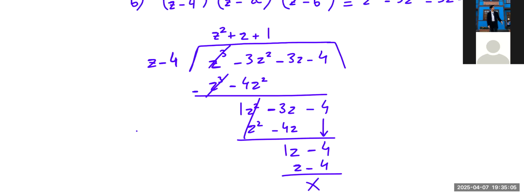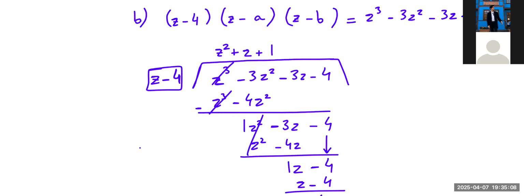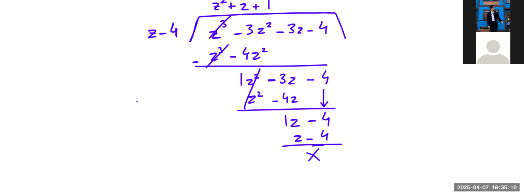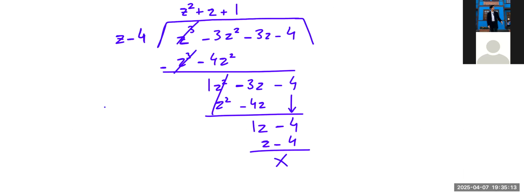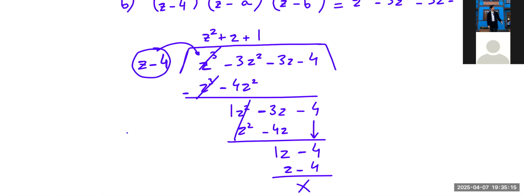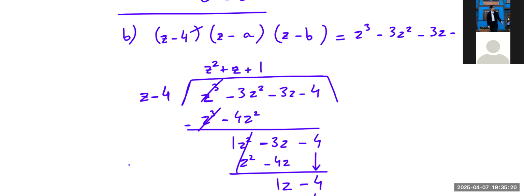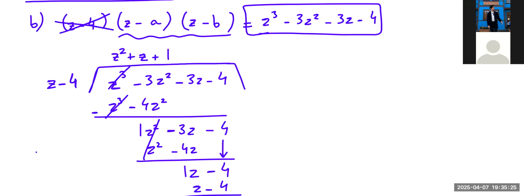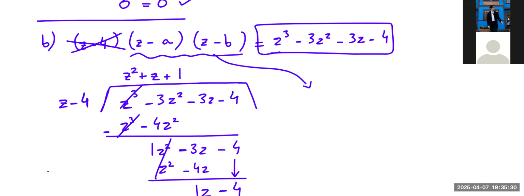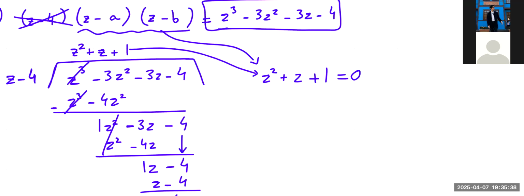That leaves me with nothing, which proves two things. Number one, z minus 4 indeed was a factor of this stuff because I got no remainder, which means that it goes fully into z cubed minus 3z squared minus 3z minus 4. And secondly, I found out that when I remove this factor, the remaining part is just z squared plus z plus 1. You see what I mean? That's what I've proven. So I really just need to factorize this and find its factors or roots, sorry.